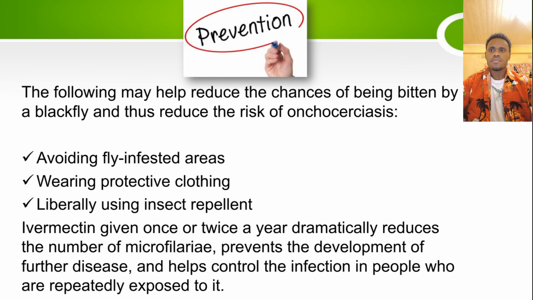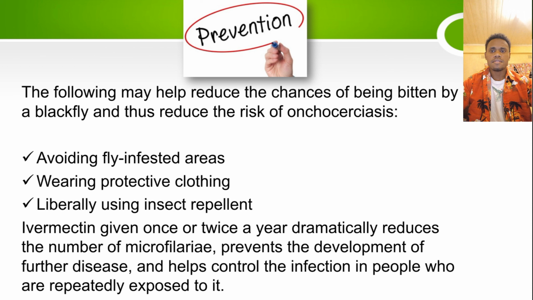The following may help reduce the chances of being bitten by a black fly, and thus it will reduce the risk of onchocerciasis. Number 1, avoid black fly infested areas. Number 2, wearing protective clothing. And lastly, liberally using insect repellent.